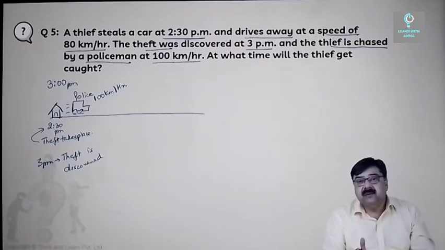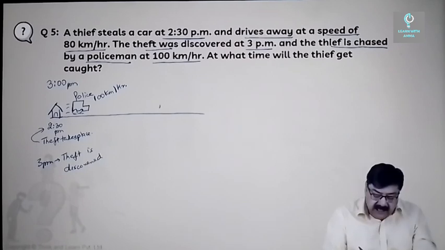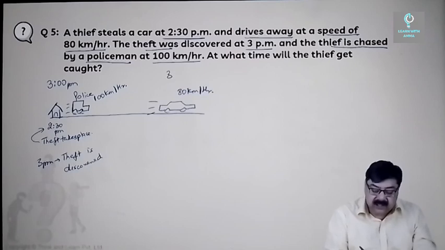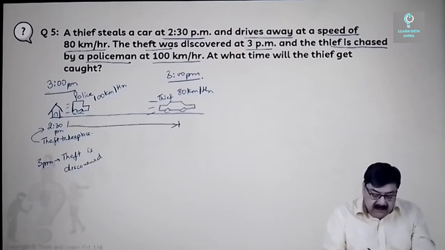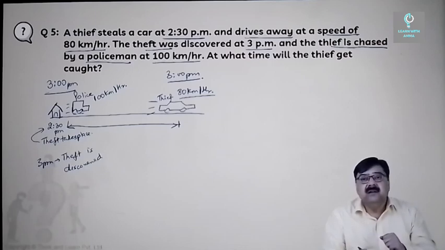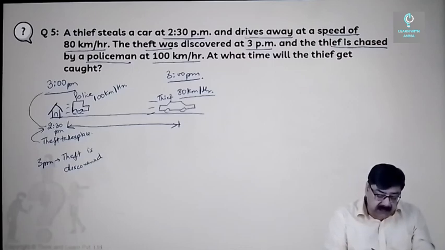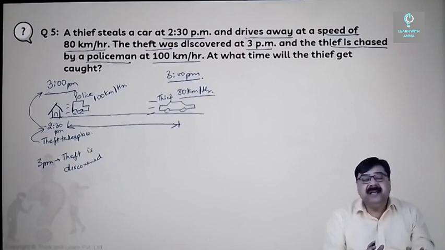But where is the thief right now? How far is the thief from the starting point? Or let us say how far is the thief from the house from which he has stolen the car? The thief has to be somewhere here, let us say, and he is already traveling at 80 km per hour. So this is where he is at 3 p.m. Now this is the thief. So how much is this distance? He is traveling at 80 km in 1 hour. So from 2:30 to 3 p.m., half an hour period.